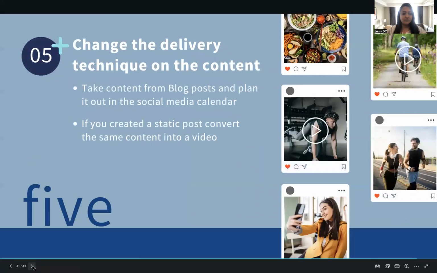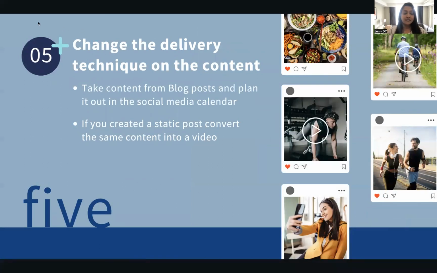The fifth one I want to talk about today is change the delivery technique of the content. Take content like a blog post. Blog posts are usually anywhere from 1,000 to 1,200 words. You can take that and put it into your calendar, and you already have 2 months' worth of content. Then all you have to do is convert them into a static post, or make it a video. So this is 5 ways you can repurpose the content.